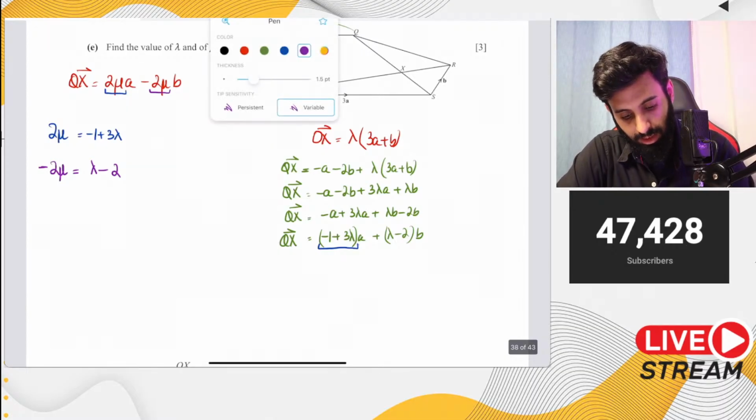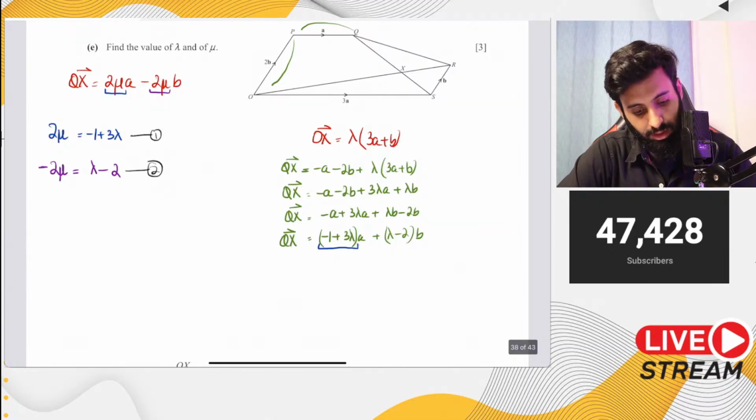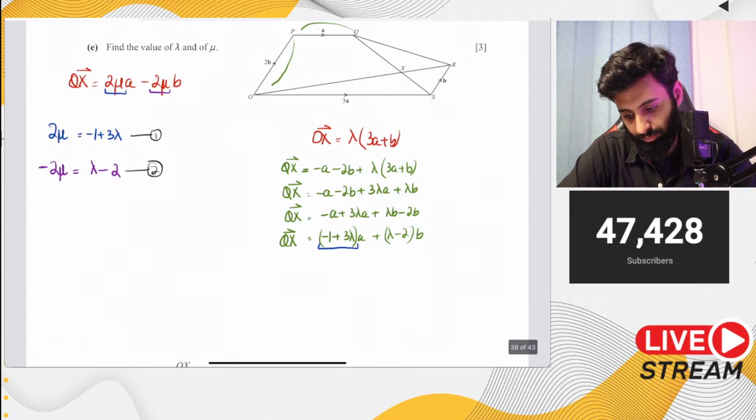Let's solve them simultaneously. Let me just check all the working that I've done so far and make sure that it's correct. Okay, seems all right so far.